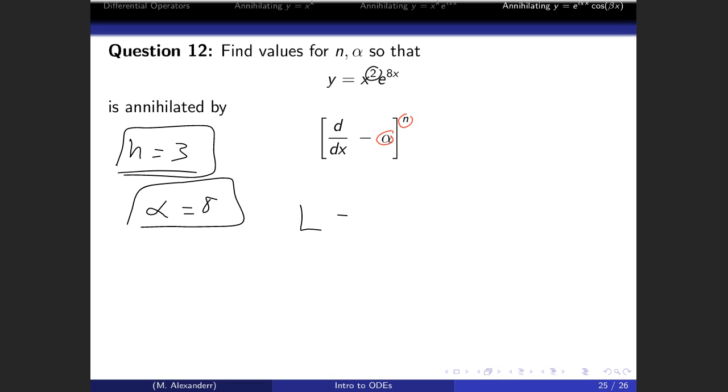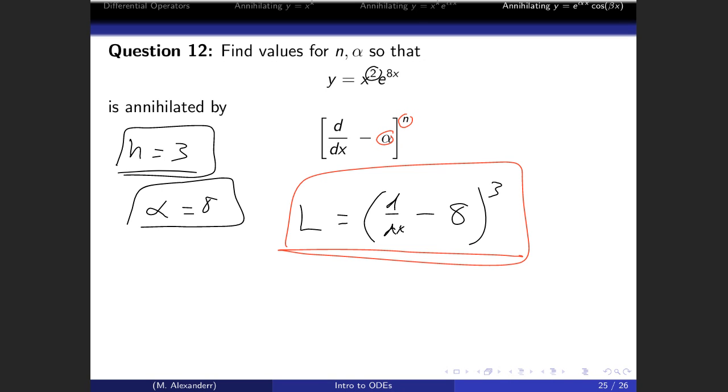Okay. So now the operator that we care about is the following. So this is going to be d dx minus 8 raised to the third power. And so again, this is the operator that eliminates the function in the very beginning, or we should also say annihilates the function y.